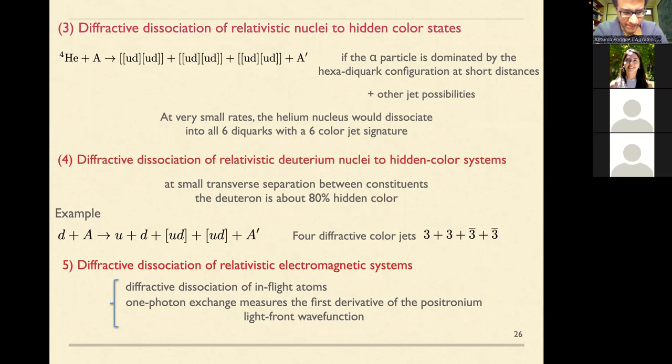Also for the deuteron, you can similarly look at these diquarks coming out of the interaction of diffractive dissociation with the nucleus. And you can even apply it to electromagnetic systems like atoms, and so on.